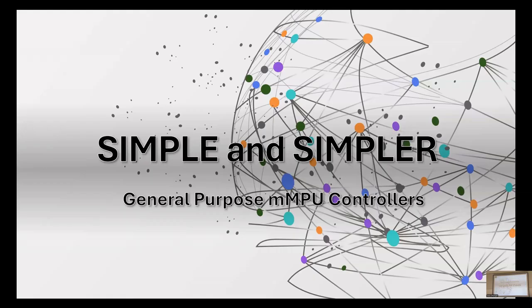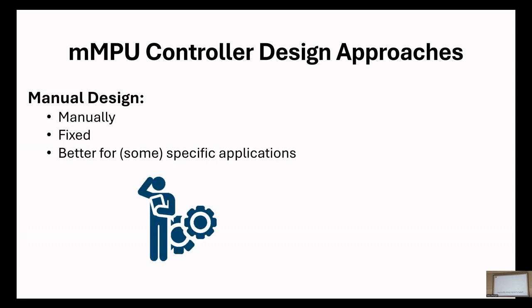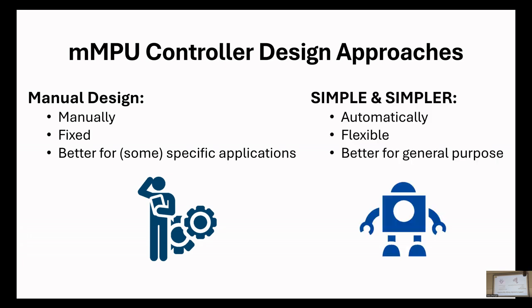Okay, so I'll start with simple and simpler, which are general purpose MMPU controllers. There are 2 approaches to implement the controller. First, to do it manually, and then it's fixed, and it might be better for some applications. What I try to do is to do something that will do it automatically. It will be flexible, it will be better for general purpose, and that's simple and simpler.